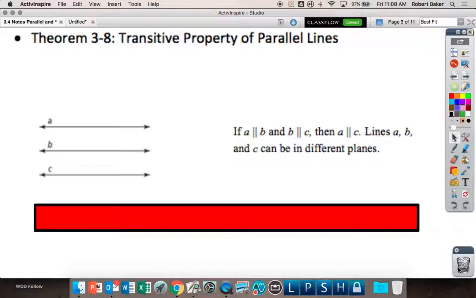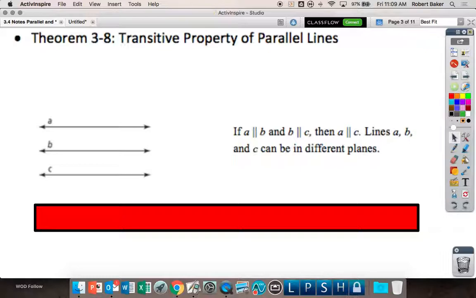Most of you guys would say if this line and this line are parallel, and this line and this line are parallel, does that make these two lines parallel? Not necessarily, because they're in different planes. So it has to be all the lines in the same plane. They all have to fit on a sheet of paper.